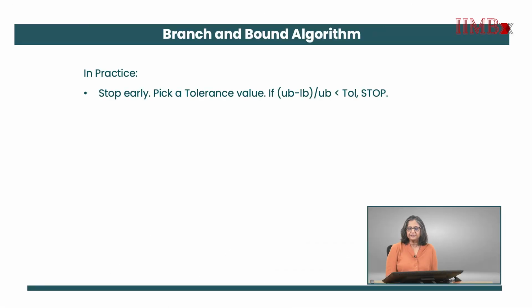So therefore, in practice, there are a few things that one can do to terminate a bit early. For example, let's say you pick a tolerance value. You say, if my upper bound minus the lower bound as a ratio of the upper bound is less than the tolerance value, then I will stop. So let's say I take this to be 1% or 0.5% or 2%. It could make a large difference in the total amount of time you would take.